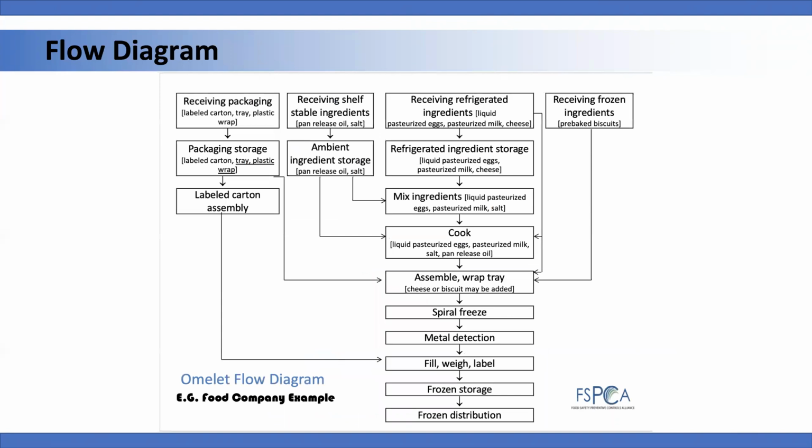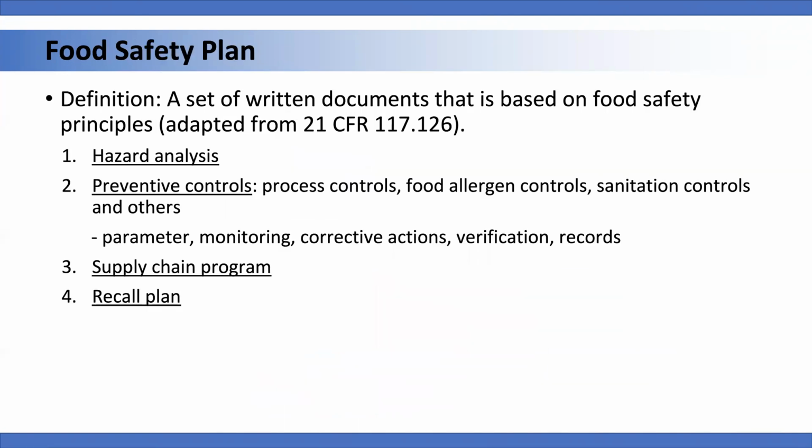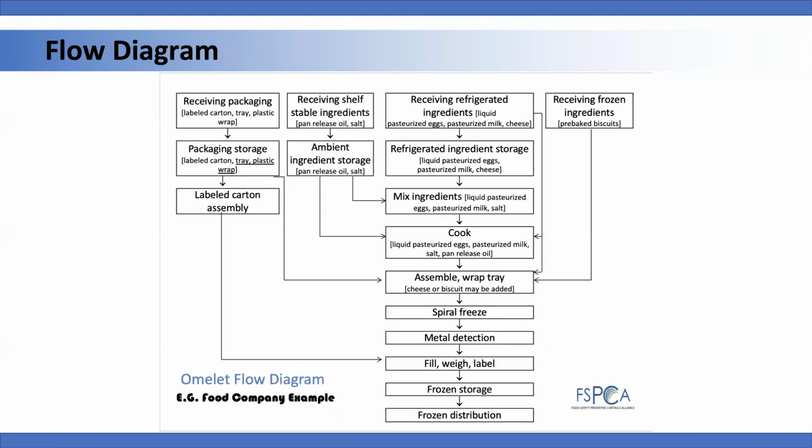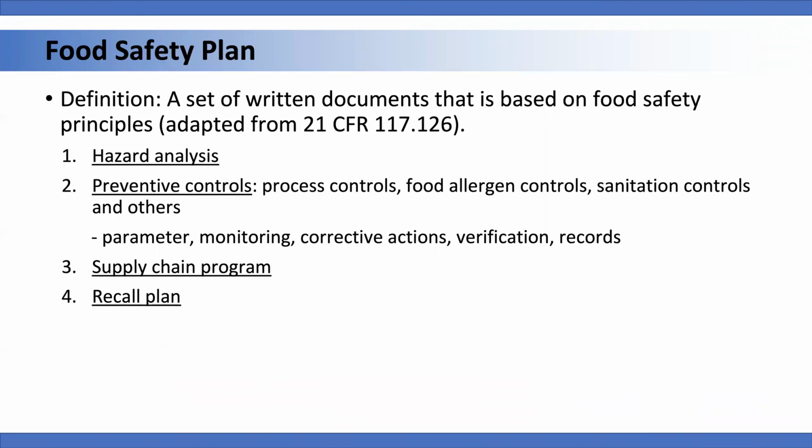This is a flow diagram to describe the process from receiving to distribution. And this is very important because you will be able to analyze hazards, determine process control, and parameters based on this flow diagram. Again, the food safety plan is a set of food safety documents, and it includes hazard analysis, preventive controls such as process controls, food allergen controls, sanitation controls, and others, supply chain program, and recall plan.